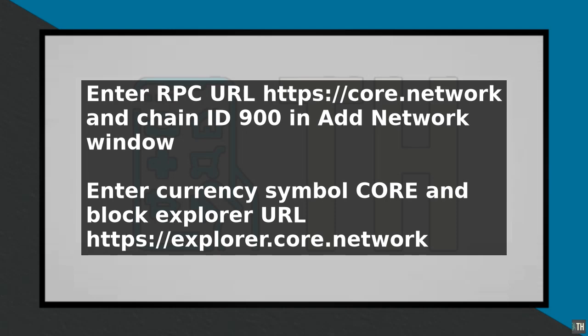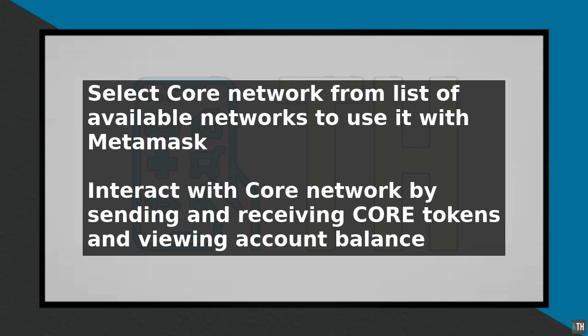After entering the network details, click the Save button to add the Core network to Metamask. You should now see the Core network listed in your list of available networks in Metamask. To use the Core network, select it from the list of available networks. Now you can interact with the Core network using Metamask, including sending and receiving Core tokens, interacting with Core-based applications, and viewing your account balance.